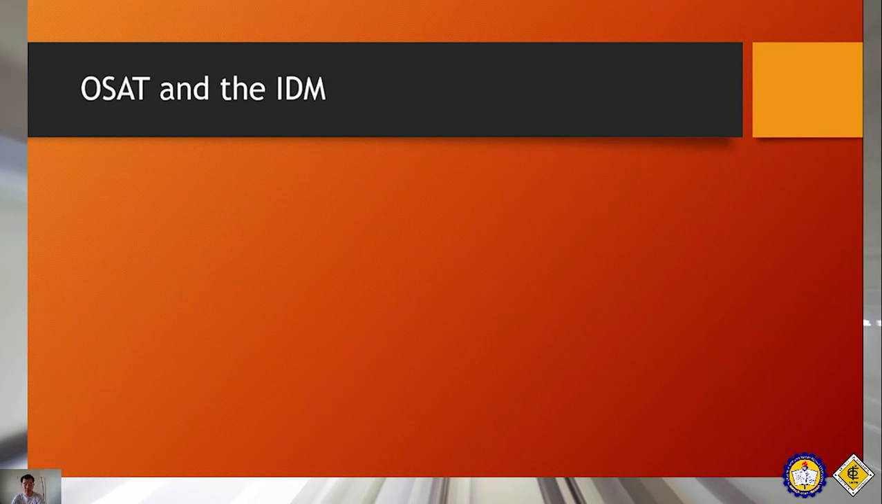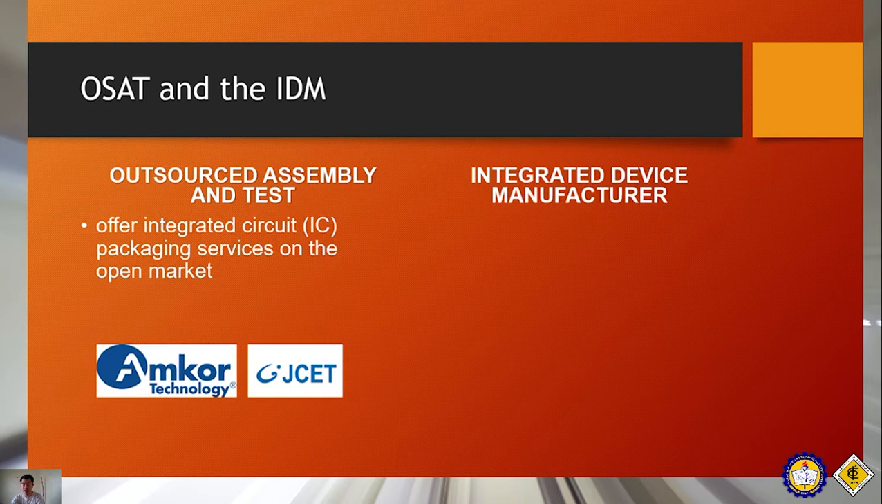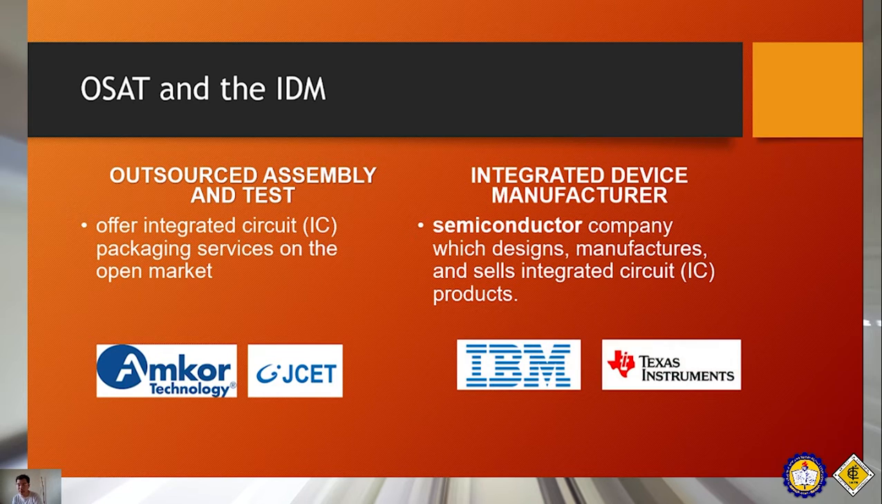The next in line is OSAT and IDM. OSAT is outsourced assembly and test. It offers integrated circuit packaging services on the open market. Examples of this are Amkor Technology and JCET. Next in line is the integrated device manufacturers, which are semiconductor companies that design, manufacture, and sell integrated circuits (ICs) and products. Examples are IBM, Texas Instruments, and Intel.